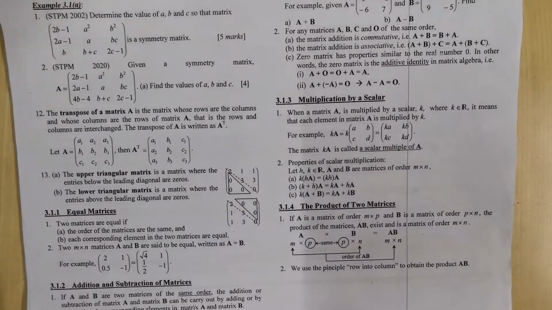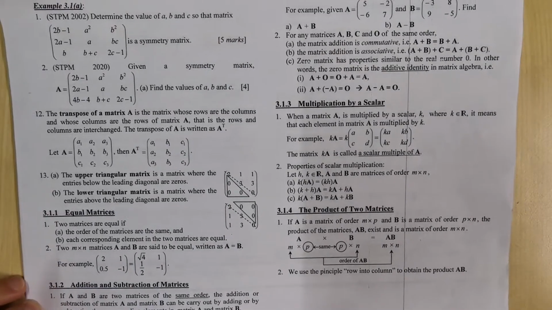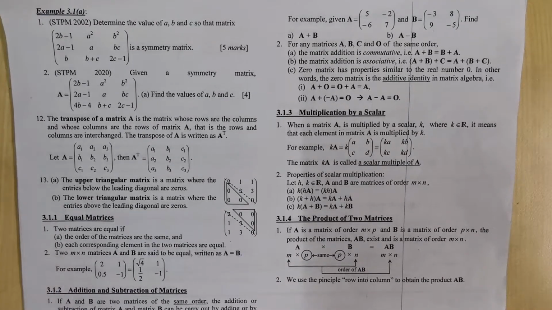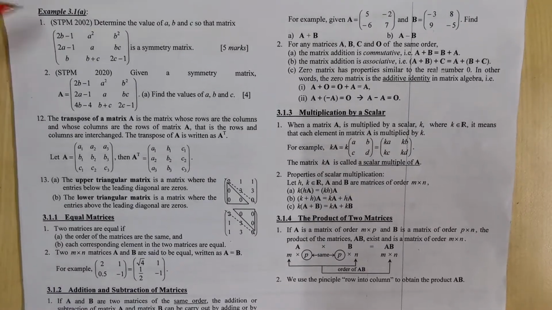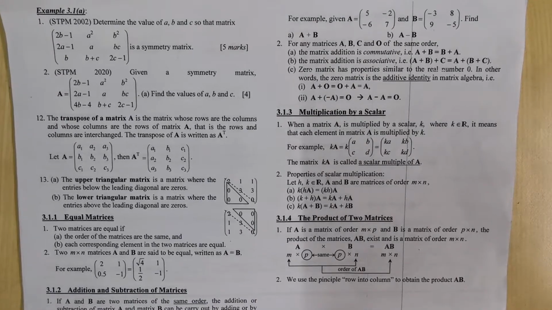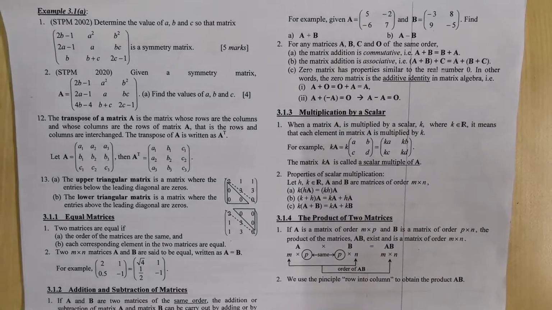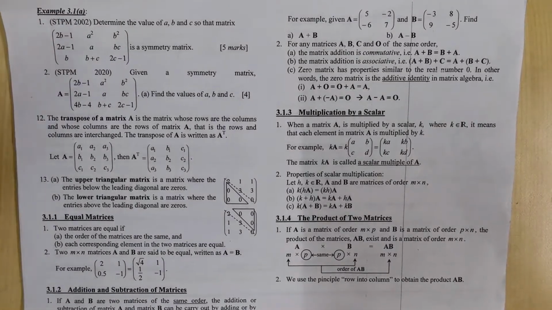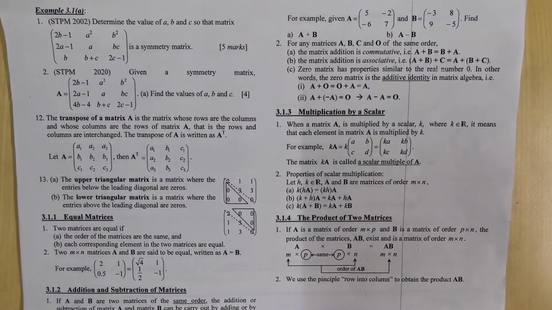Now let's go to the next page. So here are the 2 examples. Can see here? Yes. Okay, so here are the 2 examples for symmetrical matrix. So you see, it came out in STPM 2002. So after 18 years, it came out again last year.